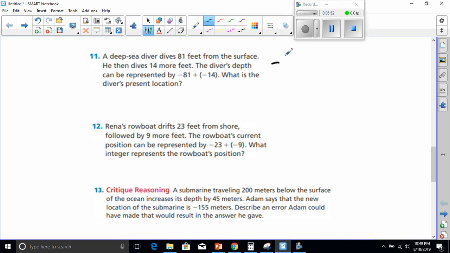Well, if we're combining -81 with -14, both these signs are the same, so we simply add this together and keep the sign. We're going further back on the number line, right? So this would be 5, because 4 plus 1 is 5, and 8 plus 1 is 9. That means we're at -95 feet from the surface, right? 95 feet from the surface.